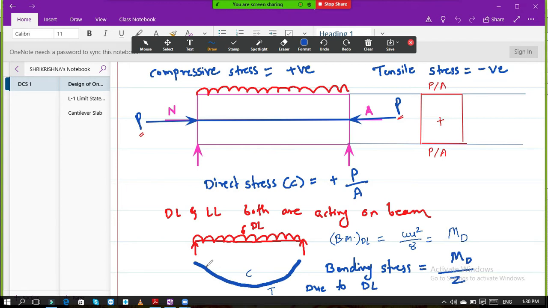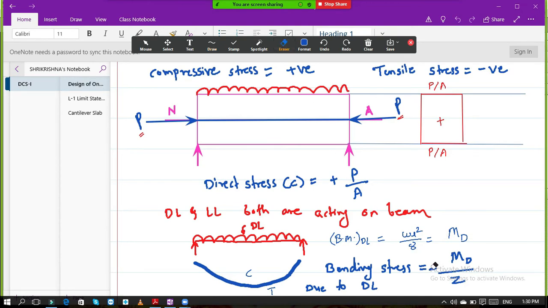Now see here, the topmost fibers, the fibers which are above the neutral axis. If you see this diagram, I have already explained. The fibers above the neutral axis are subjected to compression, and the fibers below the neutral axis are subjected to tension. So tension is negative. In another word, compression is at top, tension is at bottom. So at top it is plus, at bottom it is minus. These are the sign conventions.